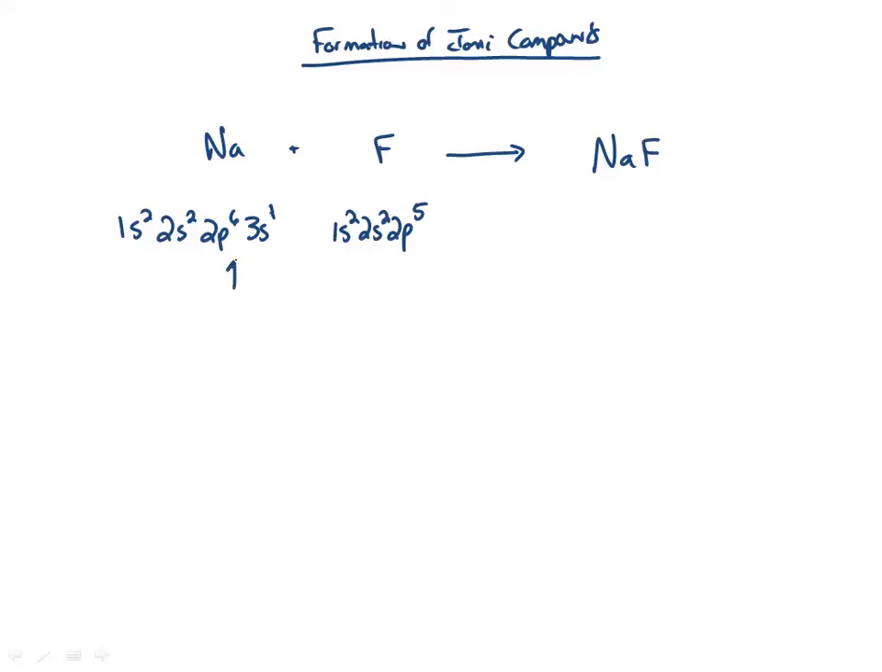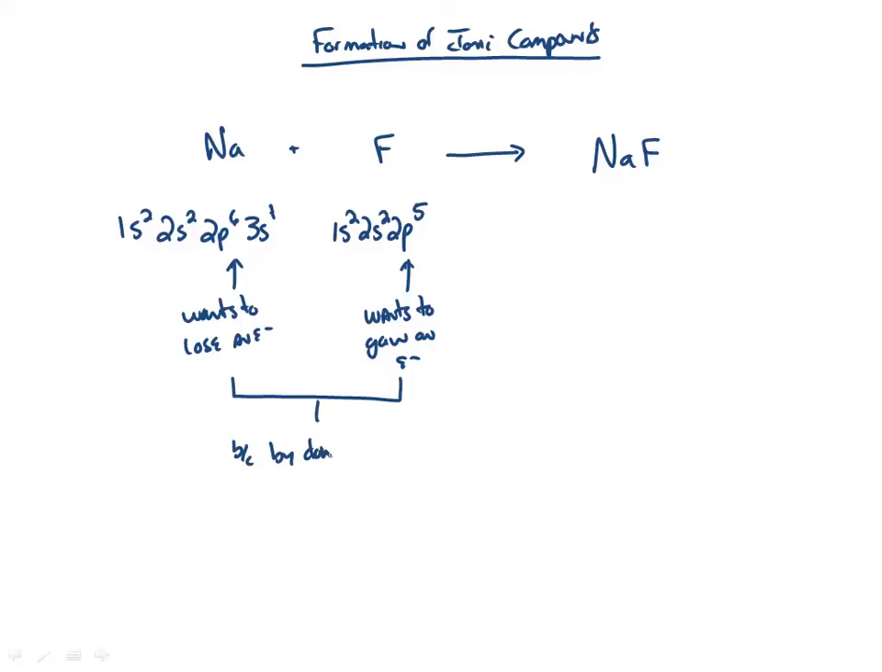So notice that sodium wants to lose an electron, and fluorine wants to gain an electron. And we've already said that that happens, right? Sodium normally forms +1, fluorine normally forms -1. Now we know why, because by doing so they're left with full orbitals. Another way to say that is that they have octets, or they look like noble gases.